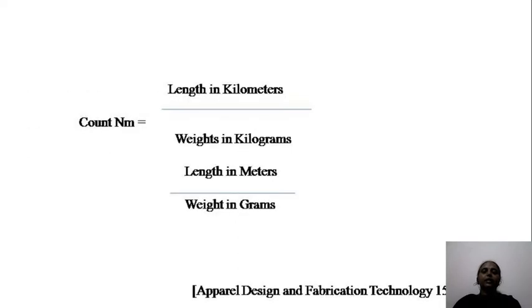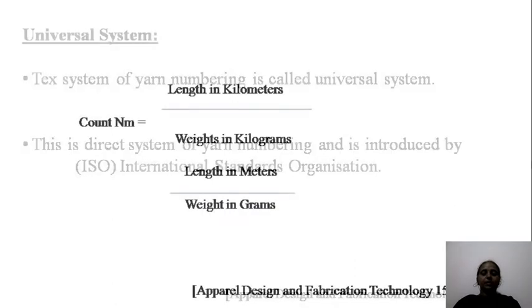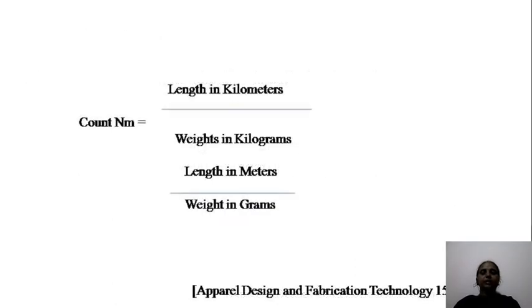The count NM is equal to length in kilometers divided by weight in kilograms, or length in meters divided by weight in grams. This is the formula for finding the yarn count using the metric system and the English cotton system. These come under the indirect system. Here they are not proportional, they are inversely related: the finer the yarn, the lower or smaller the yarn count.